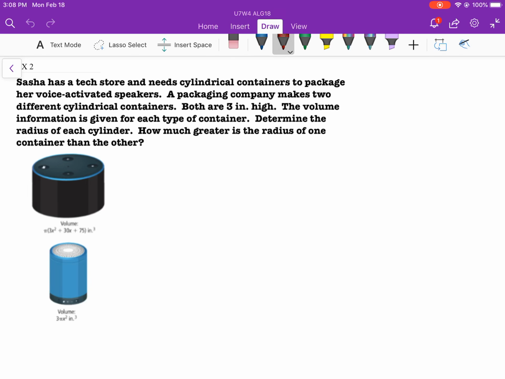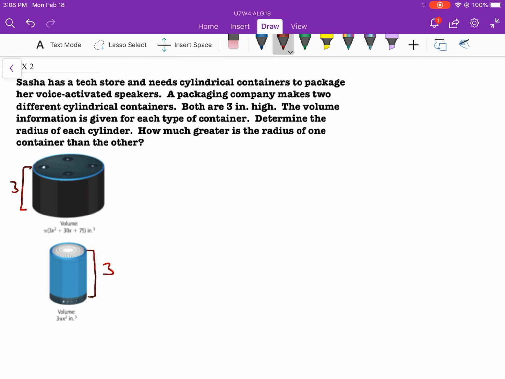A little longer. So we got a lady who needs cylindrical containers to package her voice-activated speakers. A packaging company makes 2 different cylindrical containers. Both are 3 inches high. The volume information is given for each type of container. Determine the radius of each cylinder.